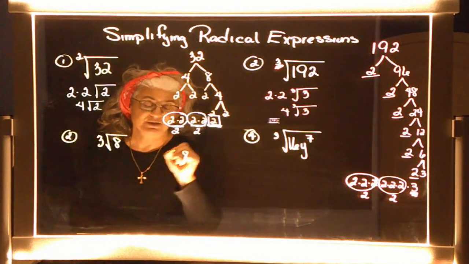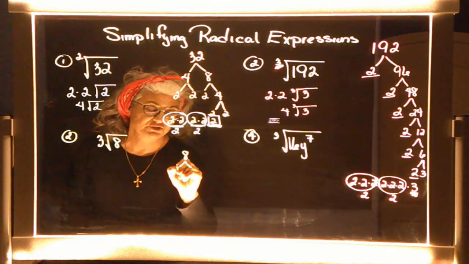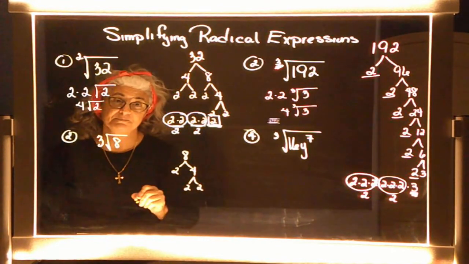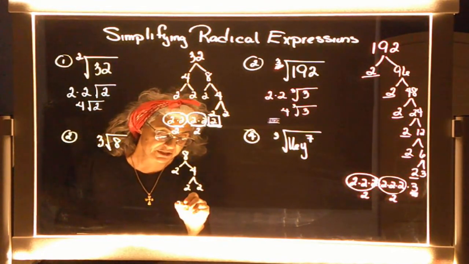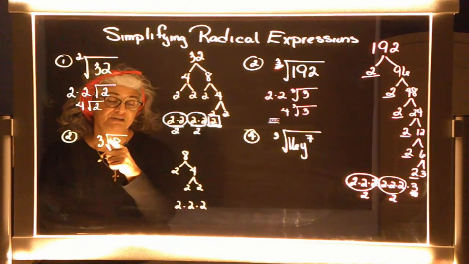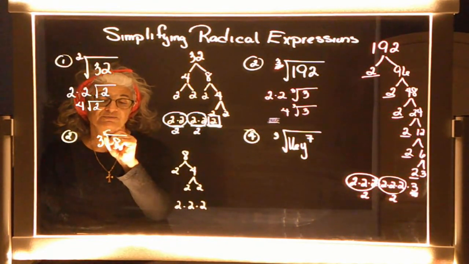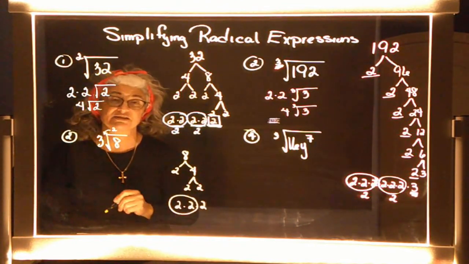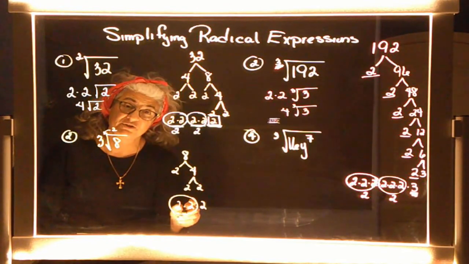So we have 8, right? Factor tree it. 2 times 4, 2 times 2, right? So I've got 3 2's that make up that 8. But I'm dealing with a square root, right? That's a little 2 there, even though we don't see it, so I'm only looking for 2 of a kind. So I have a pair of 2's.